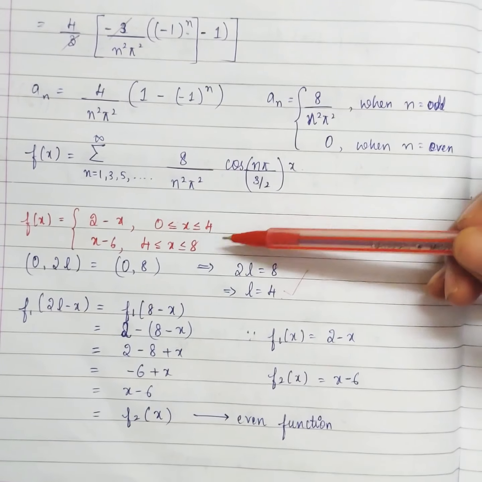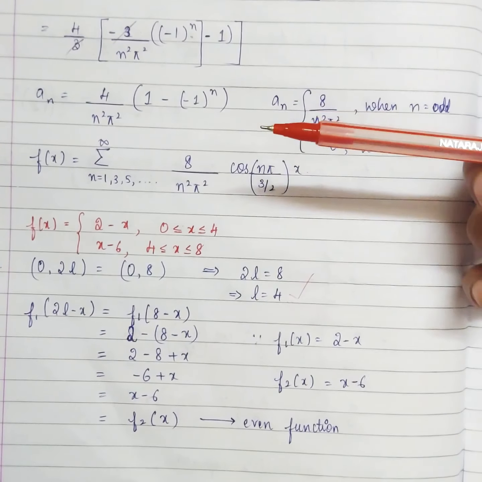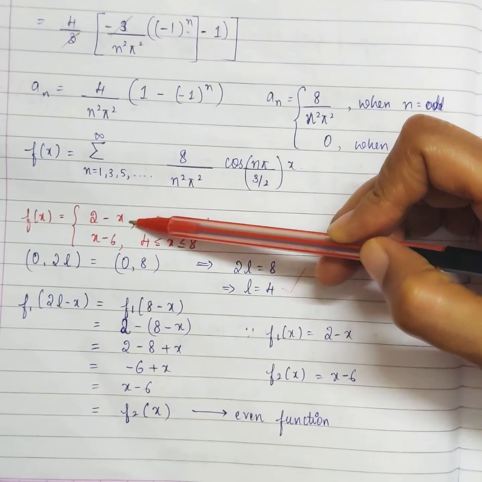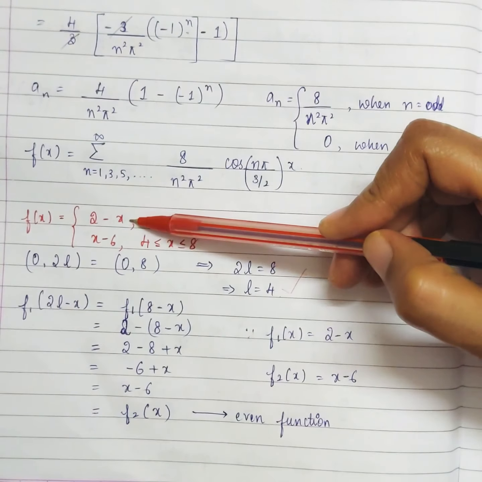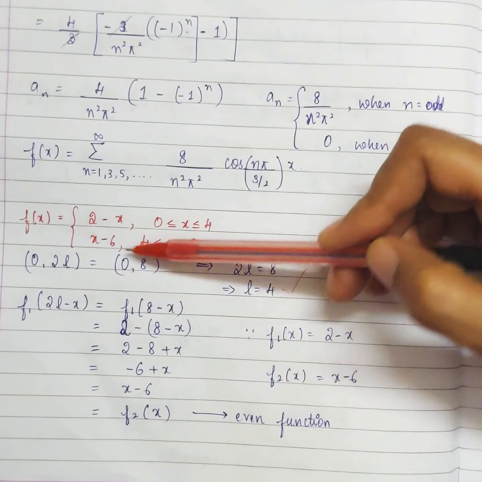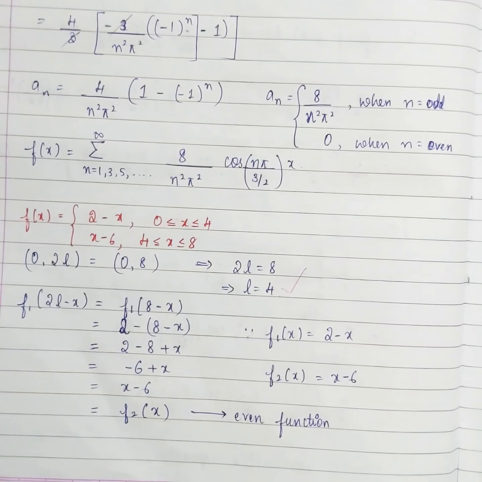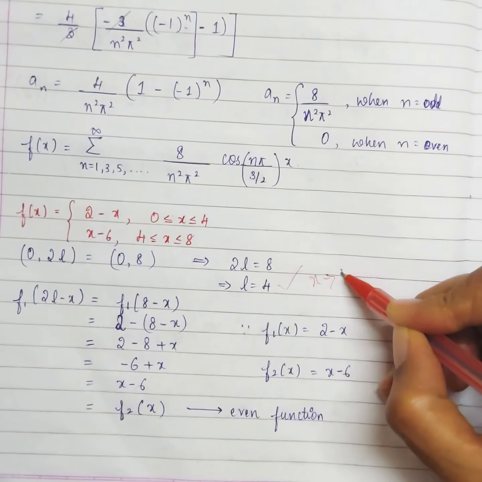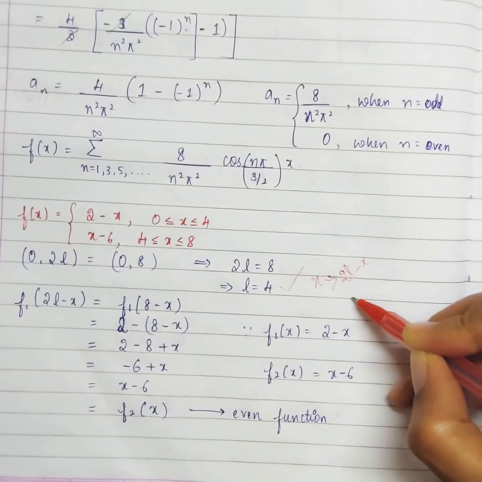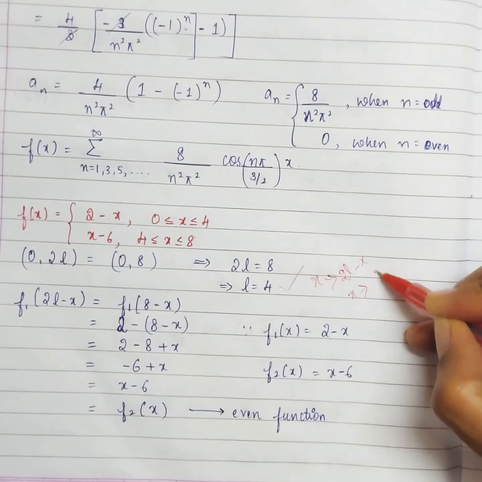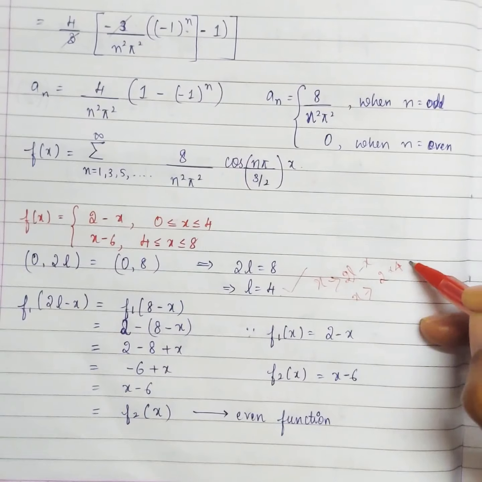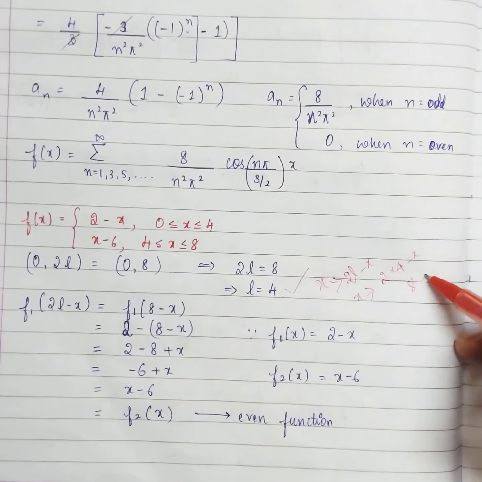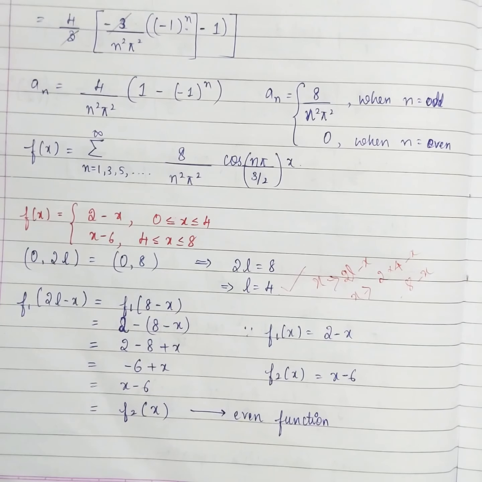So l is 4. Now we have to check whether the function is even or odd, because that reduces our time. My first function f1 of x is 2 minus x, and my second function f2 of x is x minus 6. What is the procedure in the interval 0, 2l? Replace x by 2l minus x. That is, 2 into l is 4 minus x, so replace x by 8 minus x.